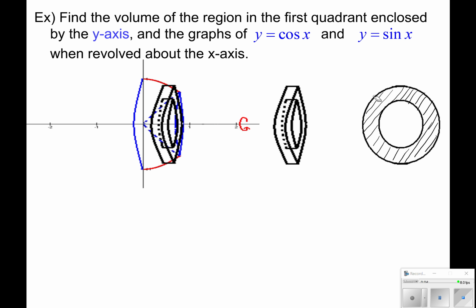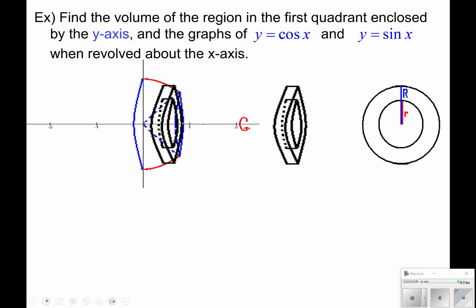So all in all, you're going to be taking the area of the outside circle and subtracting the area of the inner circle, which means that you need to find the radius. We call this the big R for the radius of the big circle, and little r for the radius of the little circle.